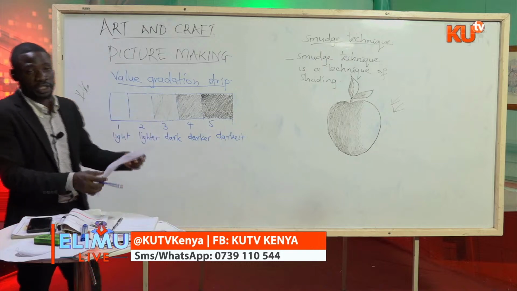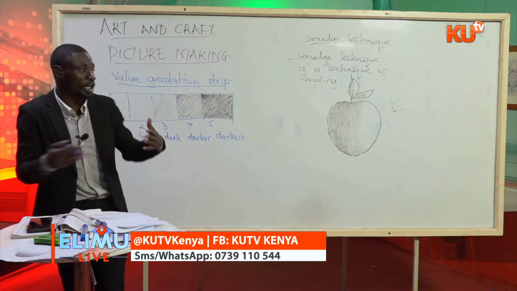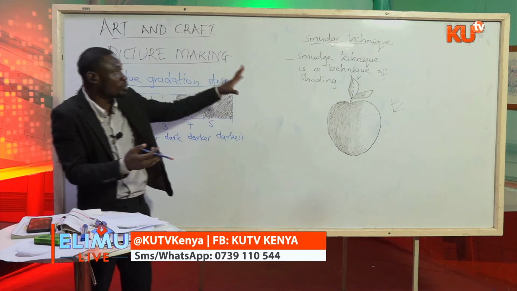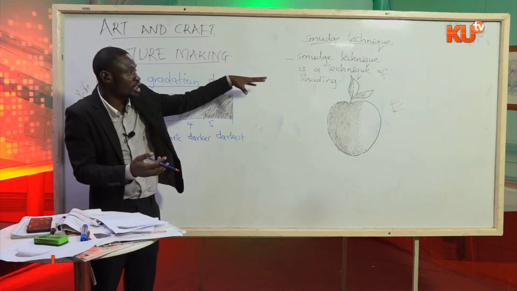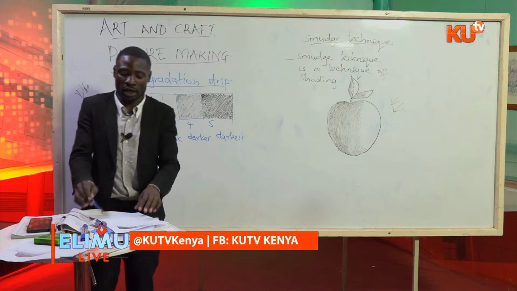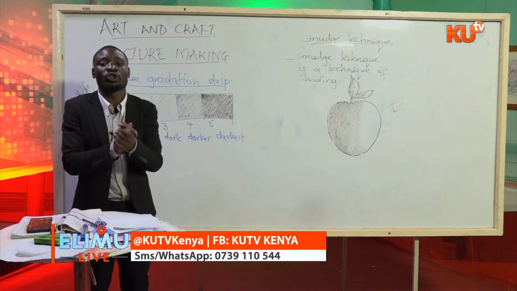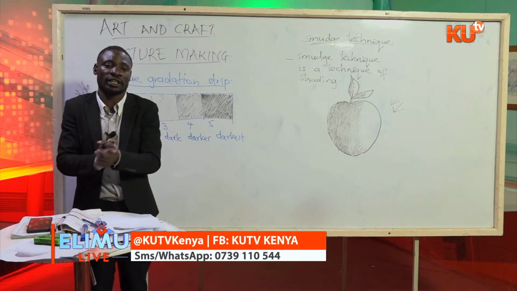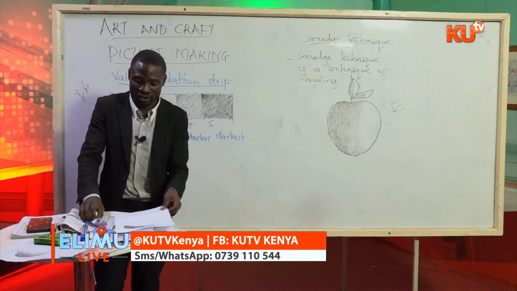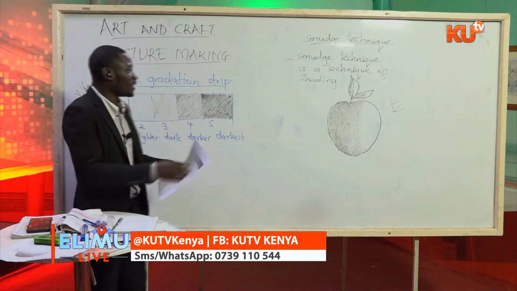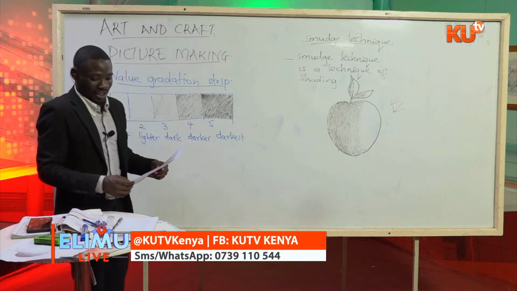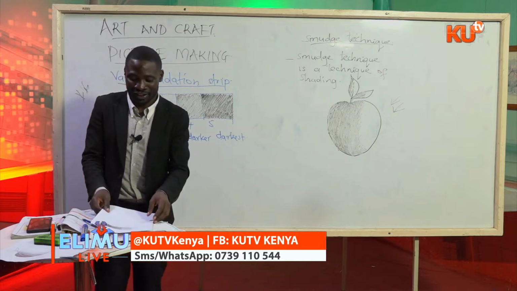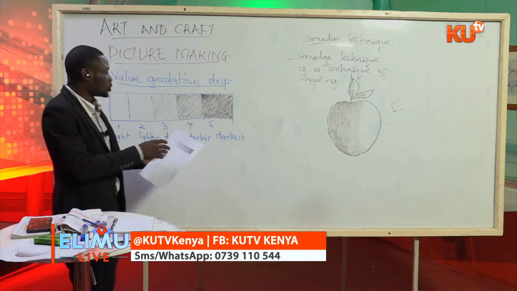We say that value gradation can help you create a form, can help you draw using smudge technique and come up with an object where you'll be able to identify where the light is coming from and where there is darkness. And that marks the end of our lesson today.